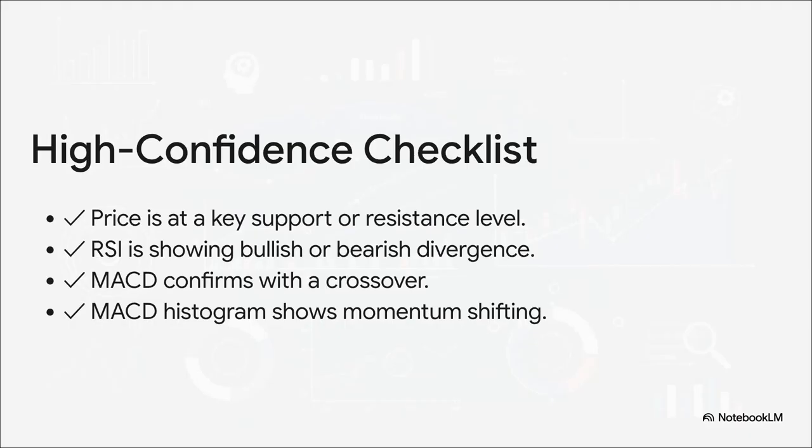So just picture this with me. Imagine the price is coming down to a major support level on the chart. That's signal number one. At the same time, you look down and you spot a nice bullish divergence on your RSI, signal 2. Then you glance over at your MACD and what do you see? A fresh bullish crossover. And the histogram bars are starting to grow. That's 3 and 4. See? Any one of those is kind of interesting. But all of them together, that's a powerful, high-confidence case for a trade.